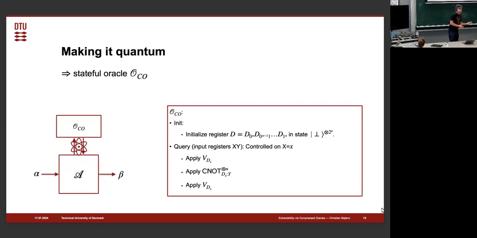So I just wanted to quickly give a description of the stateful simulation oracle for a random function that we have now. It initializes this register where all subregisters are in the bottom state, and on every query, controlled on the query input register being equal to the computational basis state X, it will convert the DX register into the natural representation, which is basically this uniform superposition. It will apply C naught to answer the query, and then it will undo the basis state change.